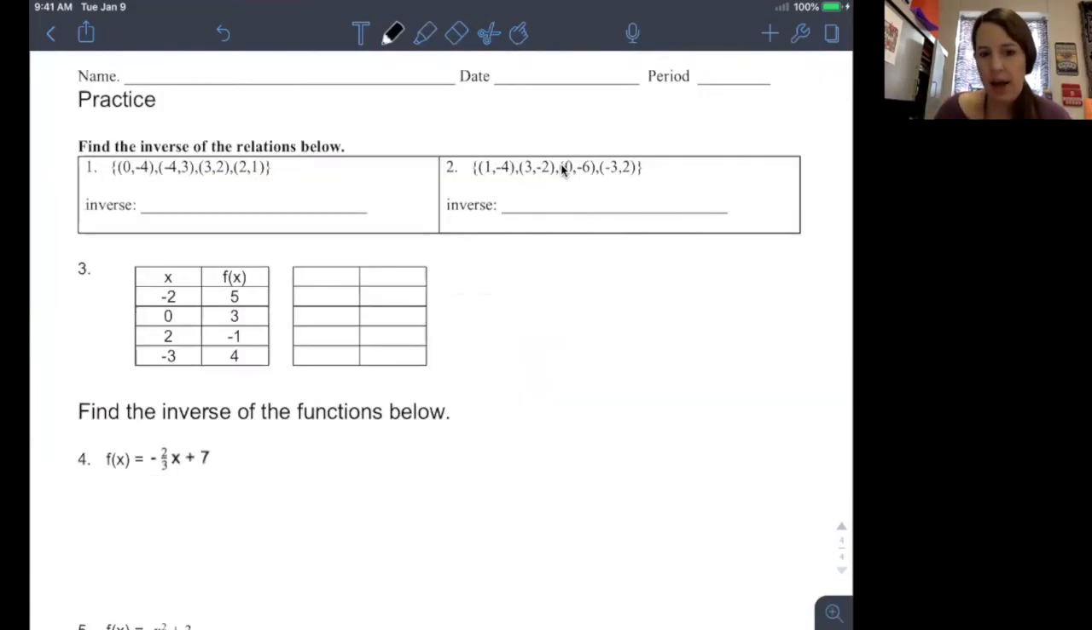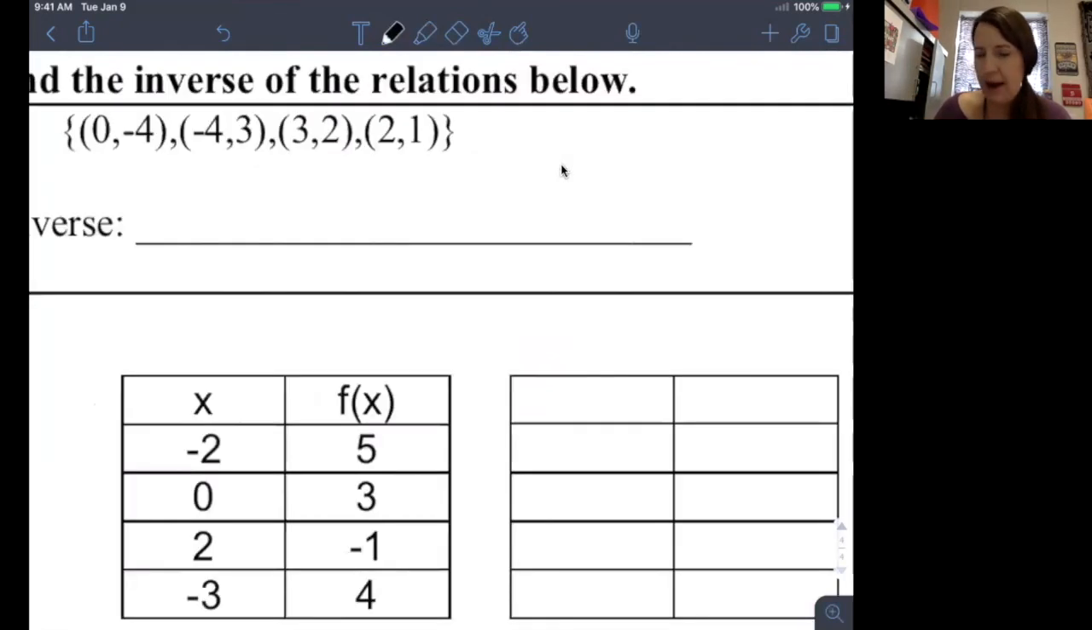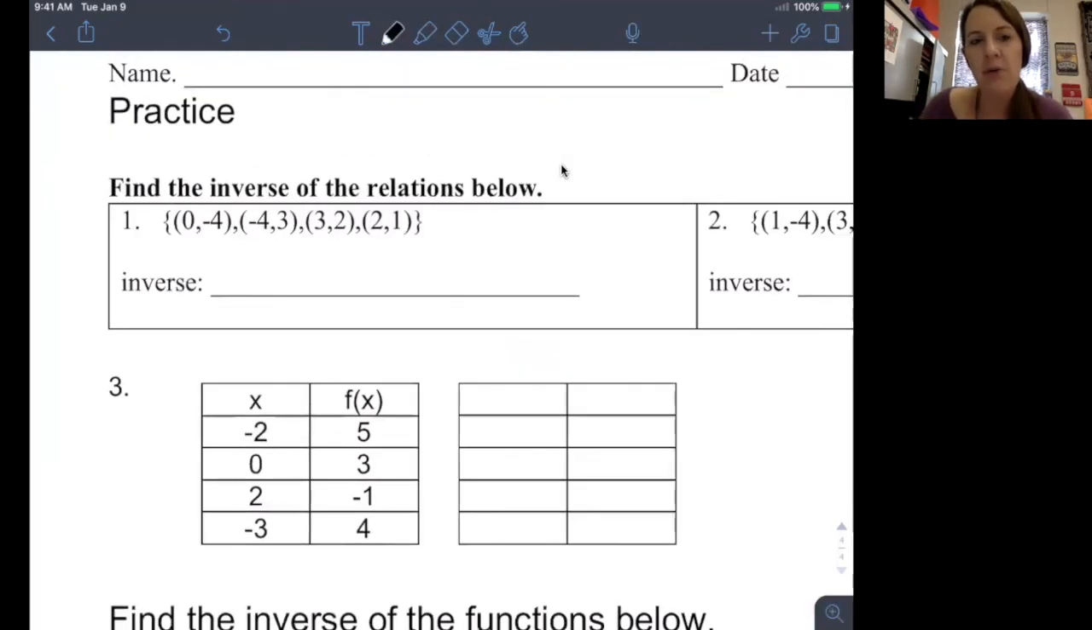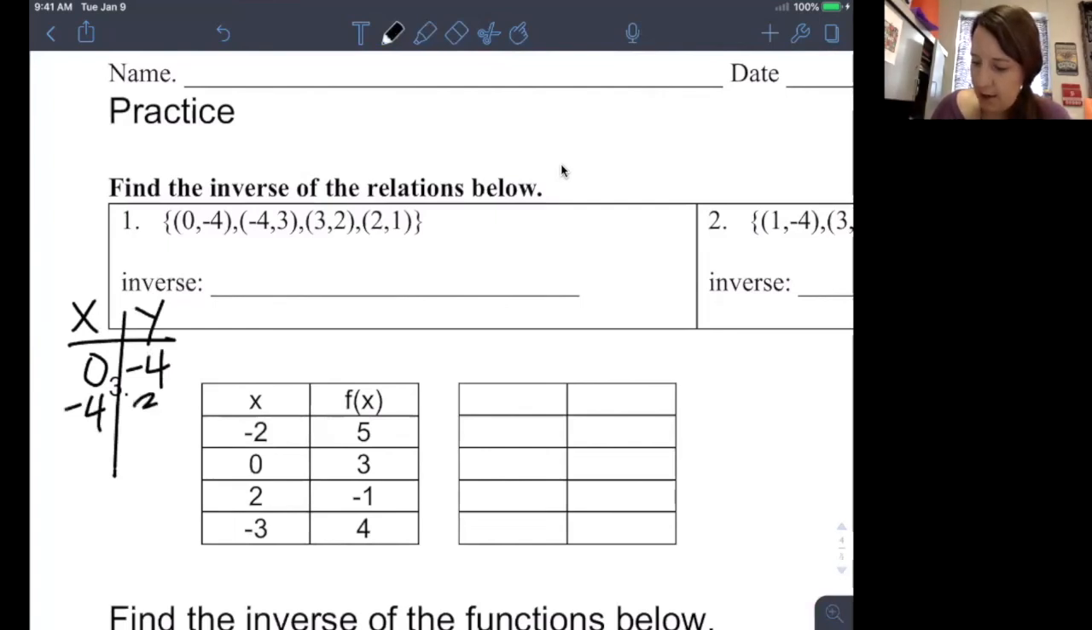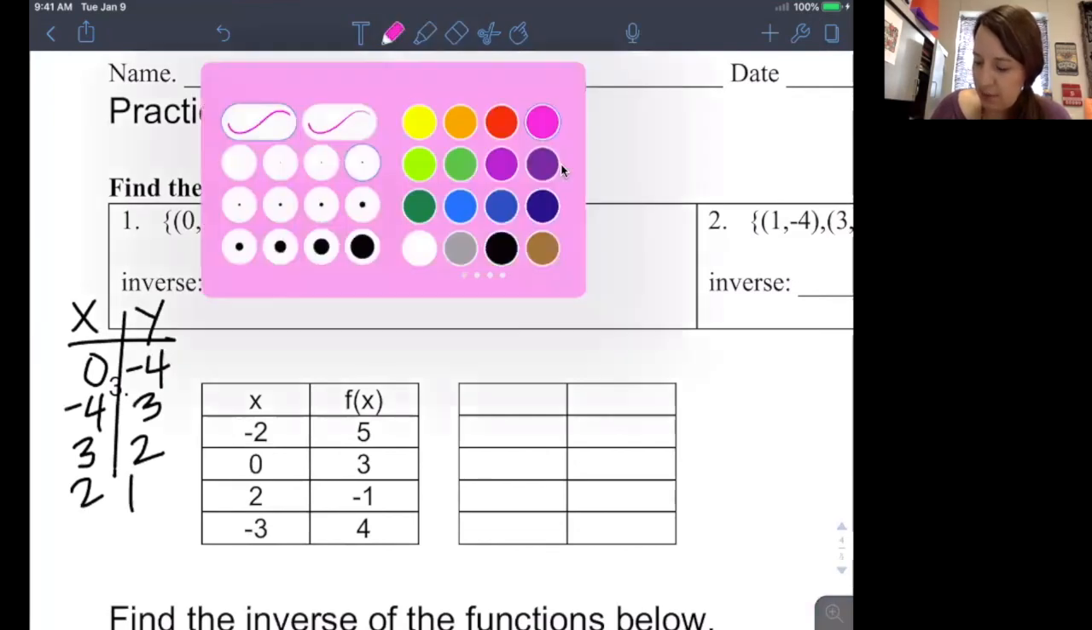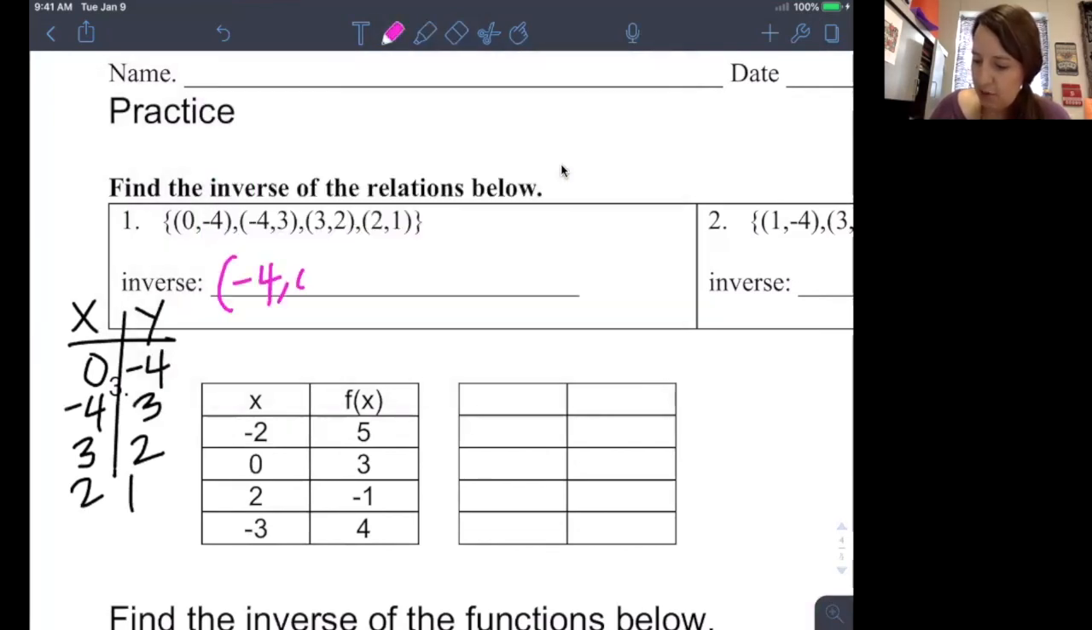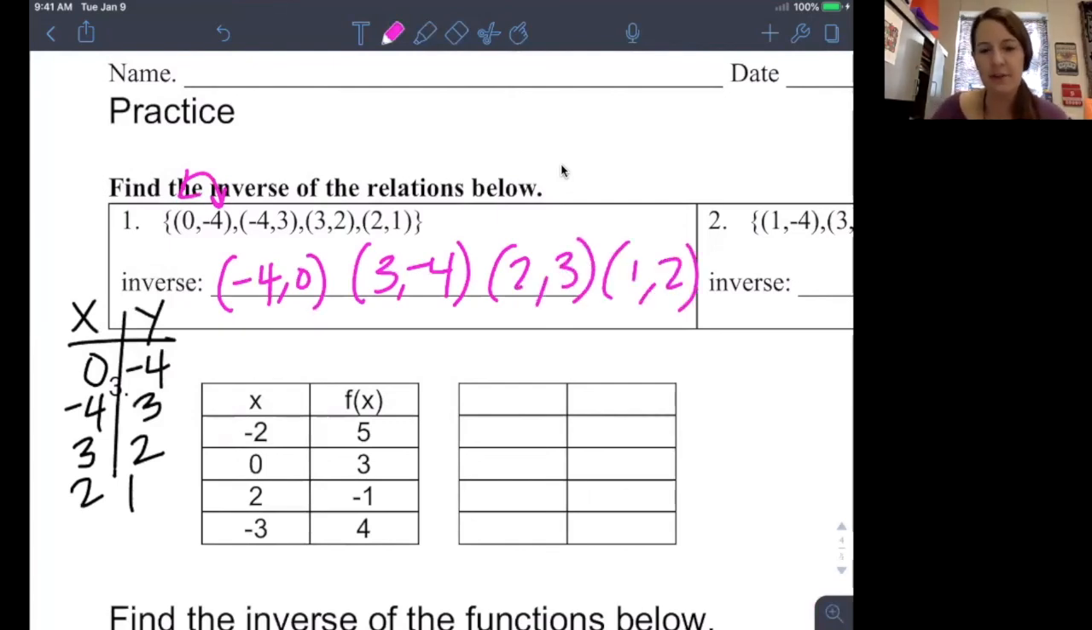Down here, I wanted you to see ordered pairs. For some reason, they freak everyone out because they're just a little bit different presentation. But if you think about it, these are the same thing as having a table of x and y values like this. So really, to find the inverse in a set of ordered pairs, you're just reversing them. So this first example, my inverse would be -4, 0 because I'm switching, and then 3, -4, 2, 3, 1, 2. Okay, so no reason to freak out about those.